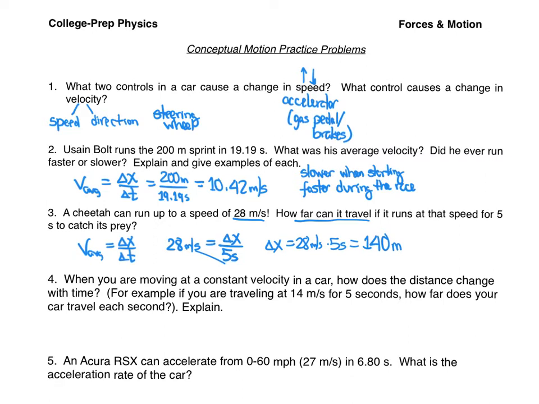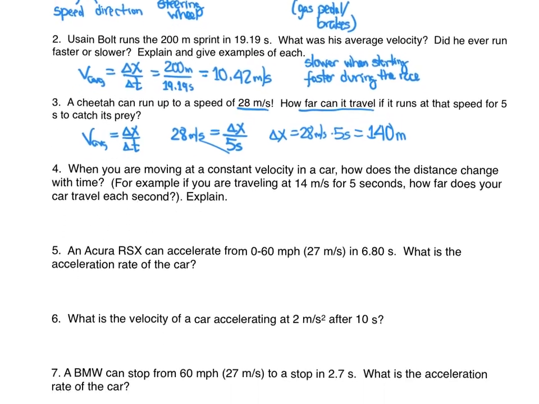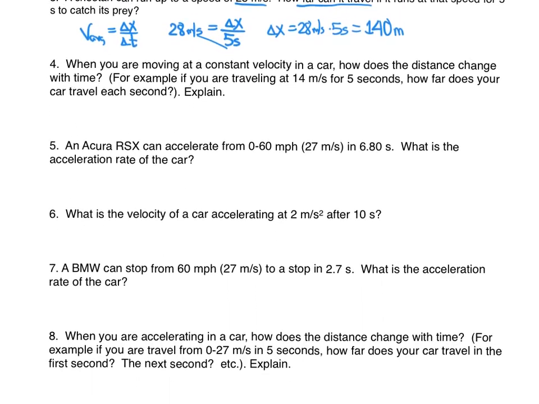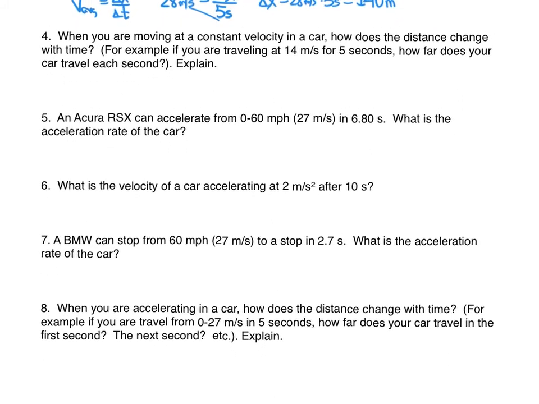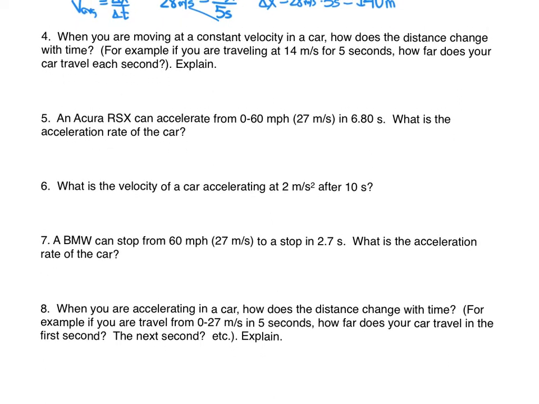Number four, when you're moving at a constant velocity in a car, how does the distance change as you're traveling with time? So if I travel at 14 meters per second for 5 seconds, how far does my car travel each second? Well, that's what average velocity means, right? If it's 14 meters per second, it means your car is really going to travel 14 meters every second. That's what the little per sign means, right?